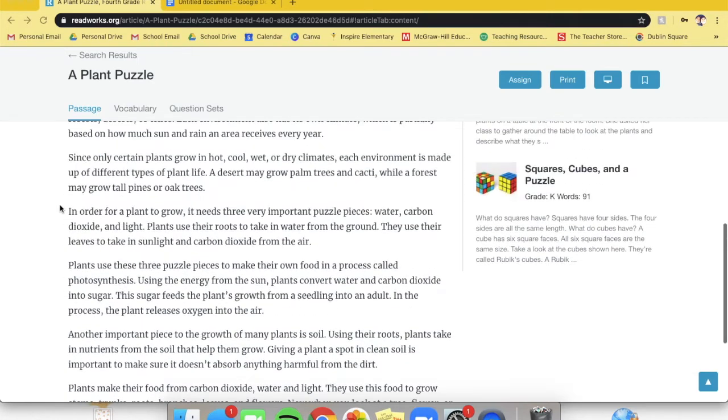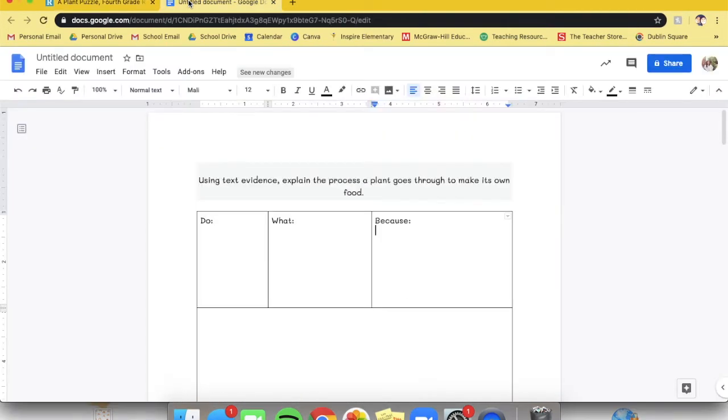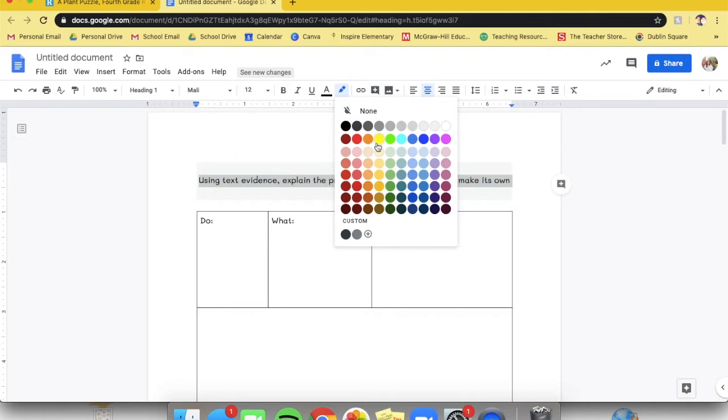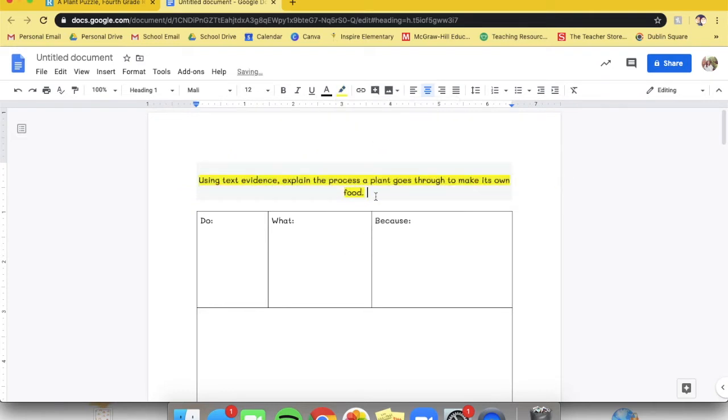Now that I've read my passage, I'm going to jump over to my prompt in my DWB box. Okay, the prompt is at the top here. It's like our question: what do we need to write about? It says, using text evidence, explain the process a plant goes through to make its own food.